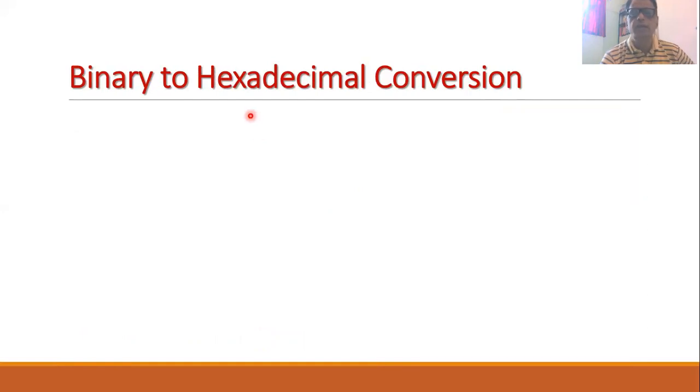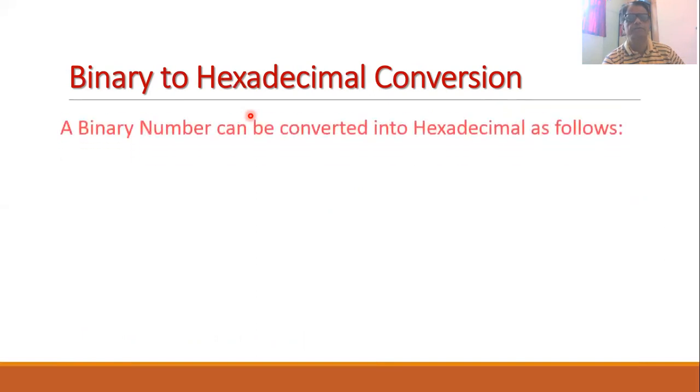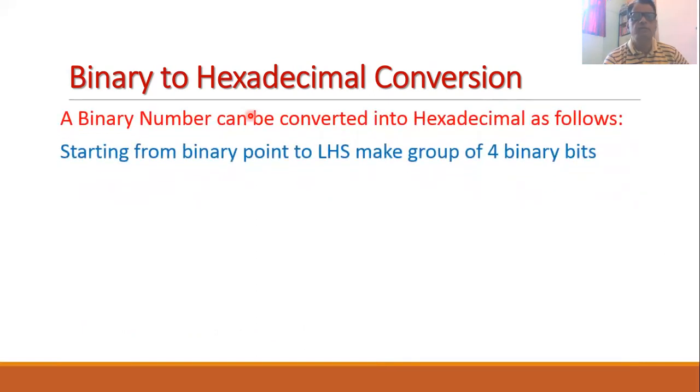Similarly, you will find that it is very easy to convert any given binary number into a hexadecimal number. The steps for this conversion are very similar to those of octal, except for some changes. Suppose you have been given a binary number and asked to convert it into hexadecimal. Again, you start from the binary point and go to the left-hand side. This time you have to make groups of 4 binary bits. In octal conversion, we made groups of 3 binary bits, but now you have to make groups of 4 binary bits.